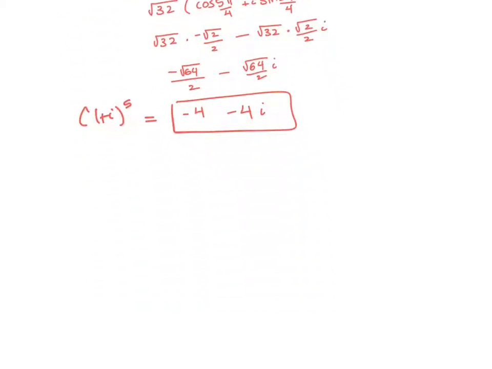Now, go ahead and do number 2 on your own. So write down the example: (-root 3 - i) to the power 4. Remember, change it to polar form, apply DeMoivre's theorem, and then change it back to rectangular form. Okay, let's go ahead and change it to polar form.